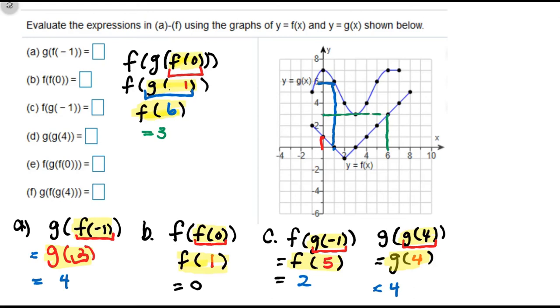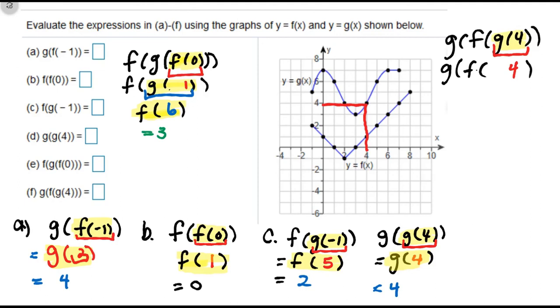All right, and we have our last one. G of f of g of 4. So starting with g of 4, we want to start off at an x value of 4, go up to the graph of g. That gives me a y value of 4. So g of 4 is 4. Now I want to find f of 4. I have an x value of 4, go up to the graph of f, and I get a y value of 1. So f of 4 is 1. So now I have g of 1. Let's find g of 1. An x value of 1, go up to the graph of g, and I get a y value of 6. So g of 1 is 6.